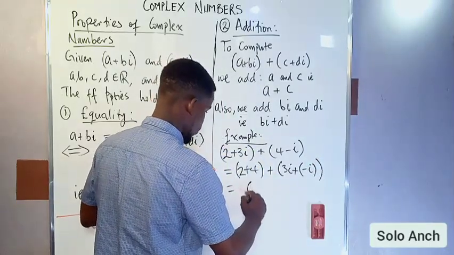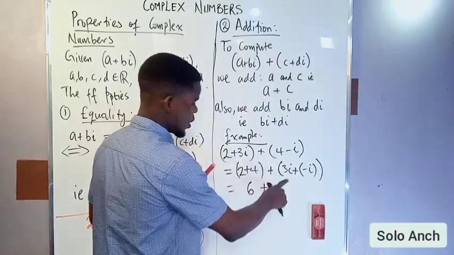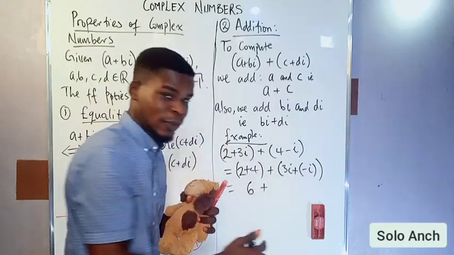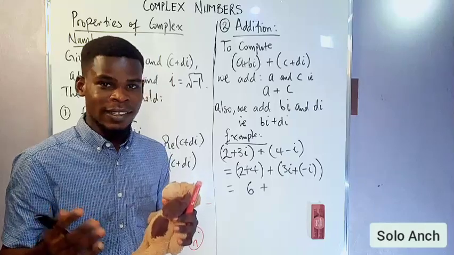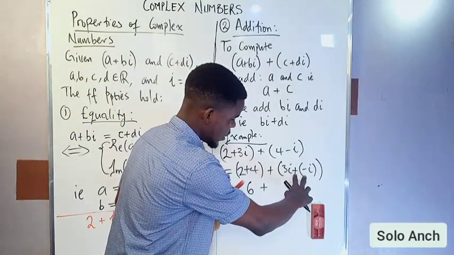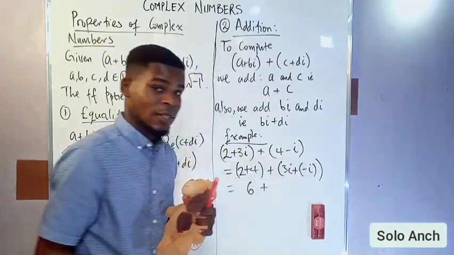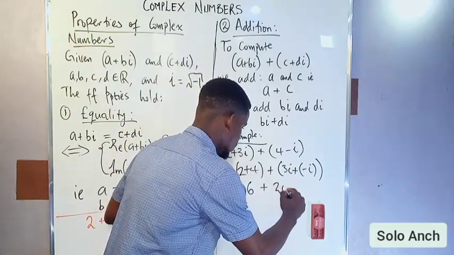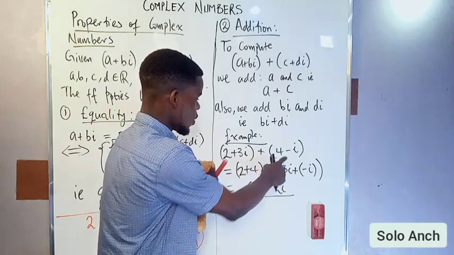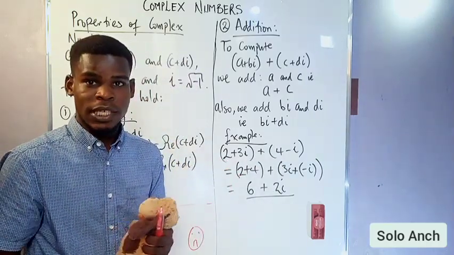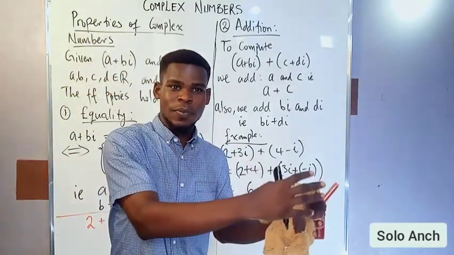You notice that 2 plus 4 will be 6. And then we add it with 3i minus i, that's 2i. So that is what we get as a result after adding these two complex numbers together. So you just add the real part of this one to the real part of the other one.